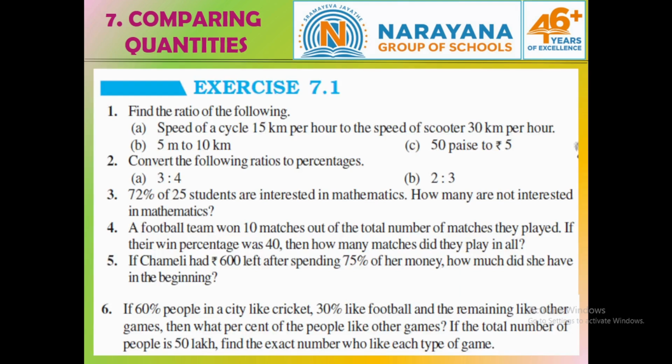Now, some problems are given in exercise 7.1. Find the ratio. So, if you want to find the ratio, both the values should be in the same units. If the values are in the same units, directly you can simplify it. If not, convert both to the same units and simplify it. Now you can solve all these problems by the learnt concept. There are 6 problems.